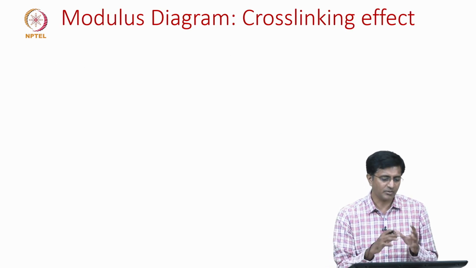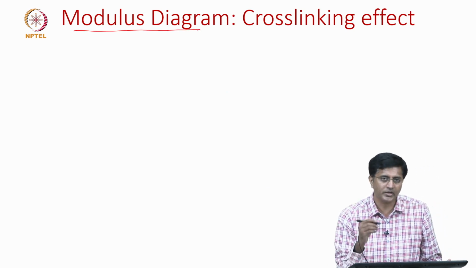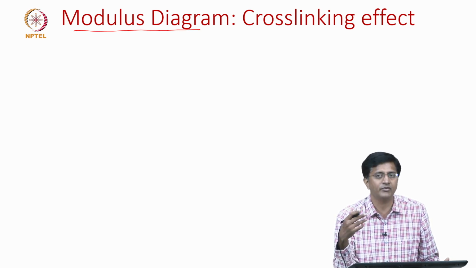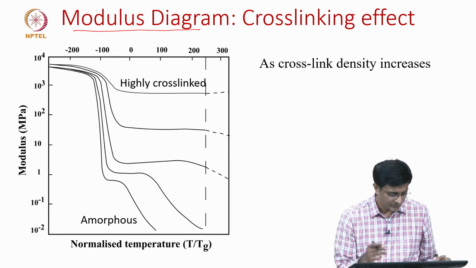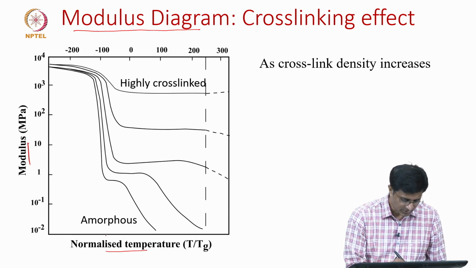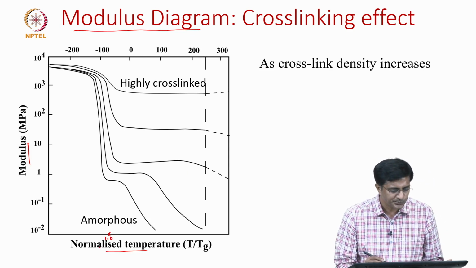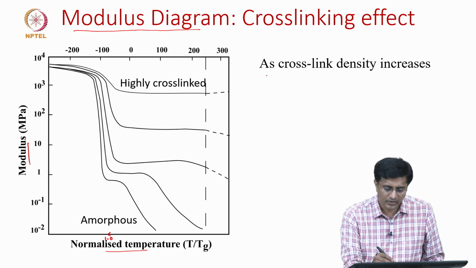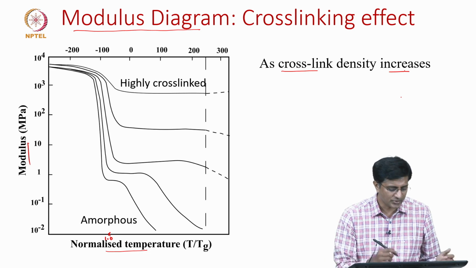So, this can all be summarized by something called the modulus diagram, and here we will also look at how the modulus values are affected if we increase or decrease cross linking. So, here is the modulus variation with normalized temperature. Here is this value of 1.0, the glass transition temperature. Okay. So, here we are looking at what happens when cross-link density increases. So, let us look at the two extremes.